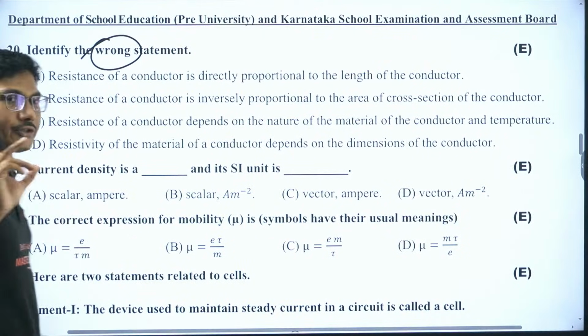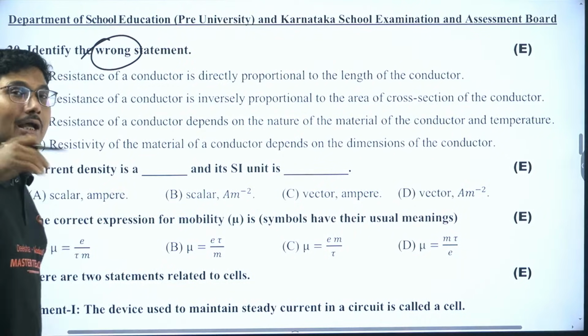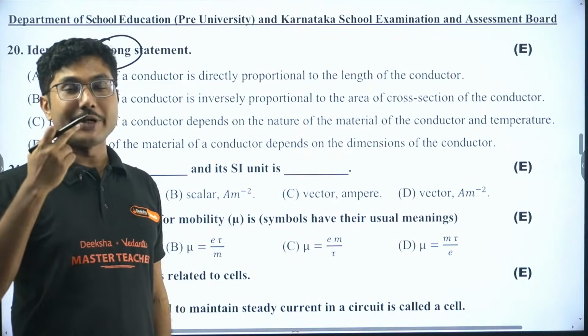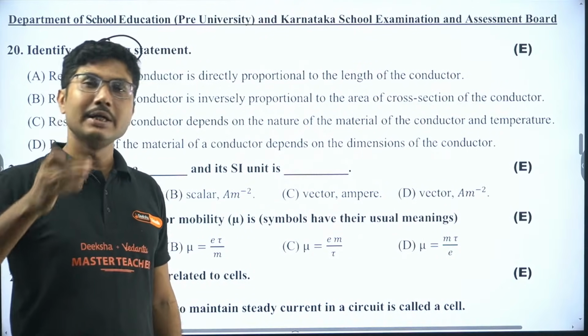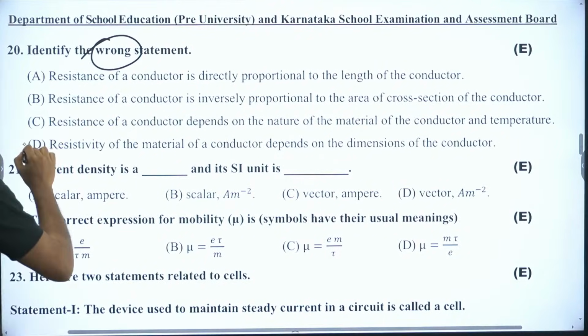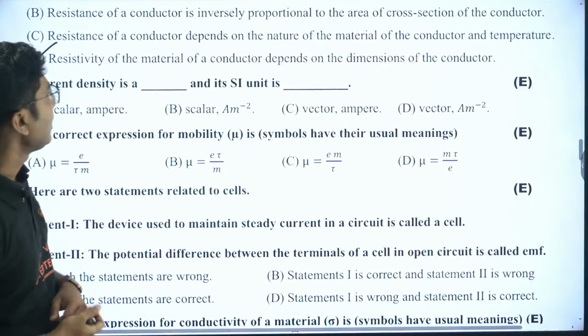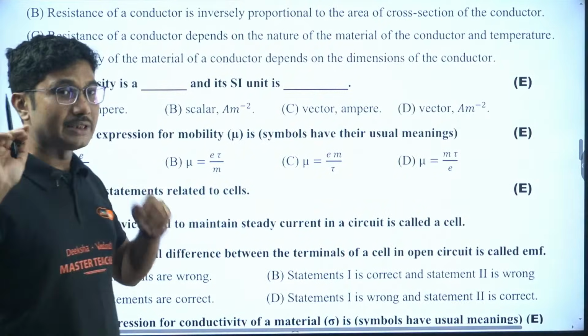It is a constant for a given material at a constant temperature, like the constant of gravitation. Gravitational constant capital G is not a dimensionless quantity, but it is a constant, right? So resistivity is constant for a given material at a given temperature. It is not a dimensionless quantity. Don't have any misconception about this.